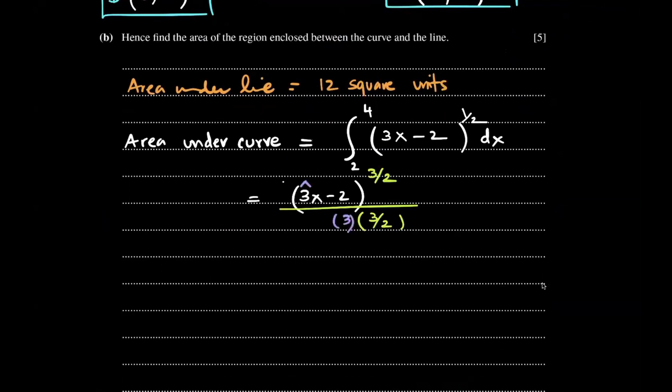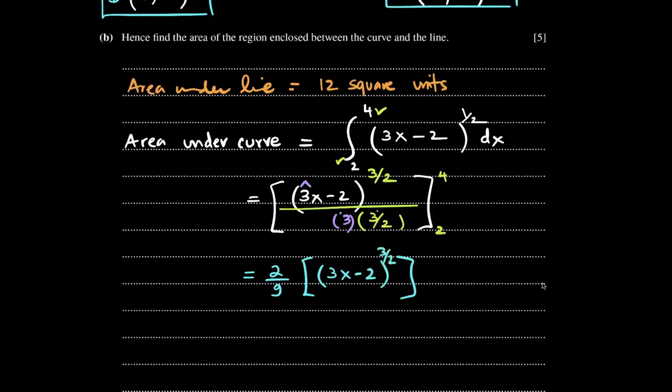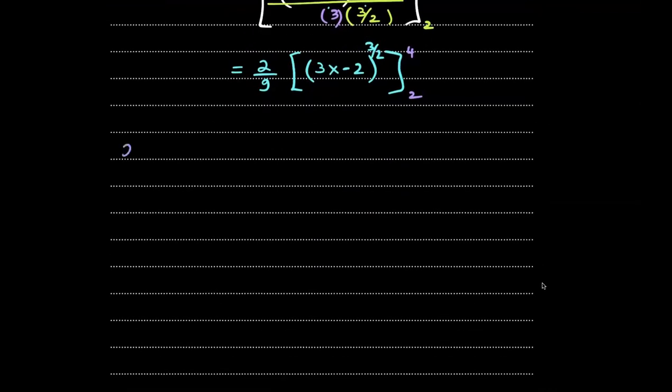And there is no constant of integration. Definitely, there are limits. This is 2 and 4. So first of all, this is 3 into 3 over 2. 3 multiplying with 3 over 2 is 9 over 2. After flipping, this is 2 over 9. And this is (3x minus 2) raised to the power of 3 over 2. And the limits are 2 and 4. Let me plug in the upper limit first. So this is 2 over 9 on the outside. 3 into 4 is 12. 12 minus 2, that is 10.